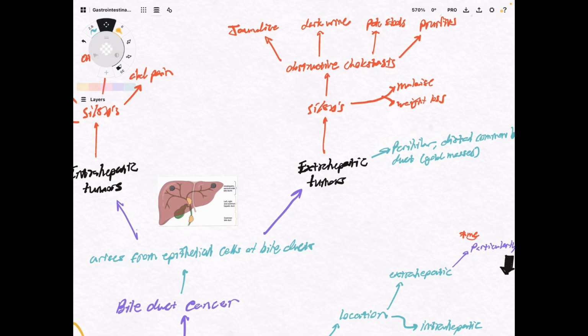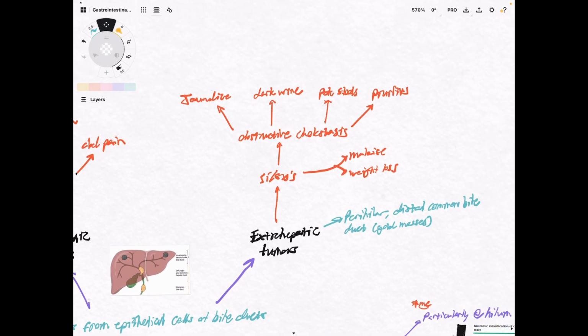So as you can expect, you're going to have obstructive cholestasis symptoms, which include jaundice, dark urine, pale stools, pruritus. Quickly go through this. Jaundice is just the bilirubin being backed up into circulation. It leads to yellowing of skin or scleral icterus. Dark urine. So bilirubin is excreted in the urine because it's now in the blood. And again, bilirubin is a dark color.